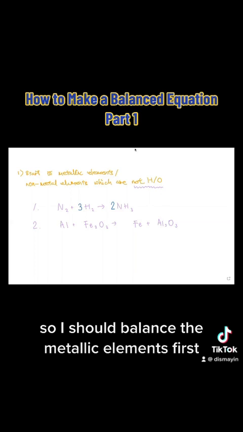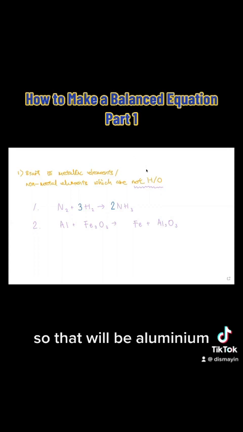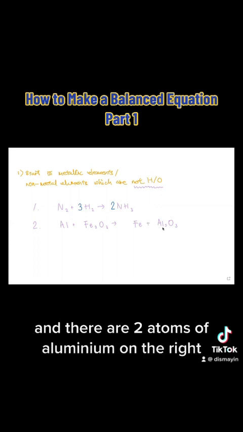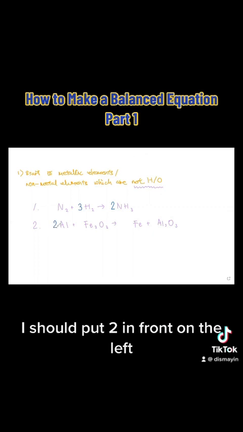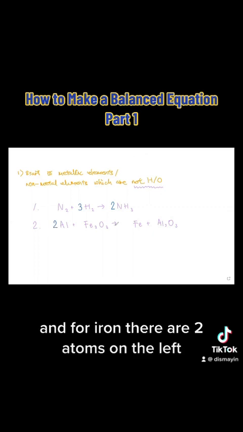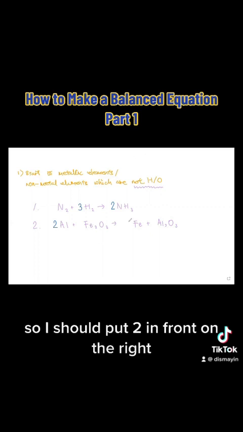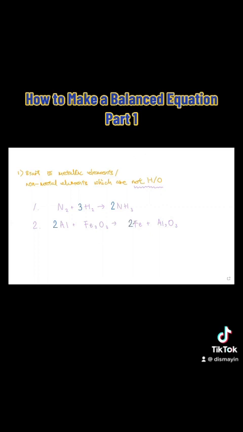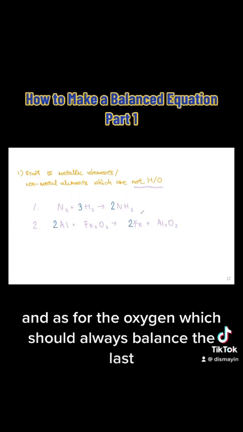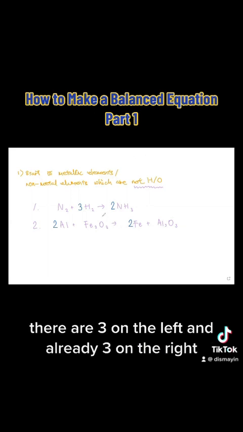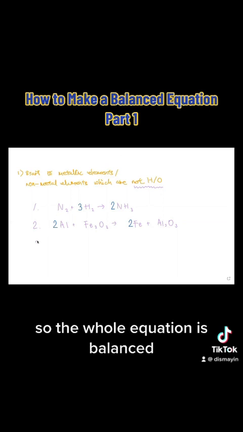So I should balance the metallic elements first. That would be aluminium, and there are 2 atoms of aluminium on the right, so I should put 2 in front on the left. And for iron, there are 2 atoms on the left, so I should put 2 in front on the right. As for the oxygen, we should always balance it last. There are 3 on the left and already 3 on the right, so the whole equation is balanced.